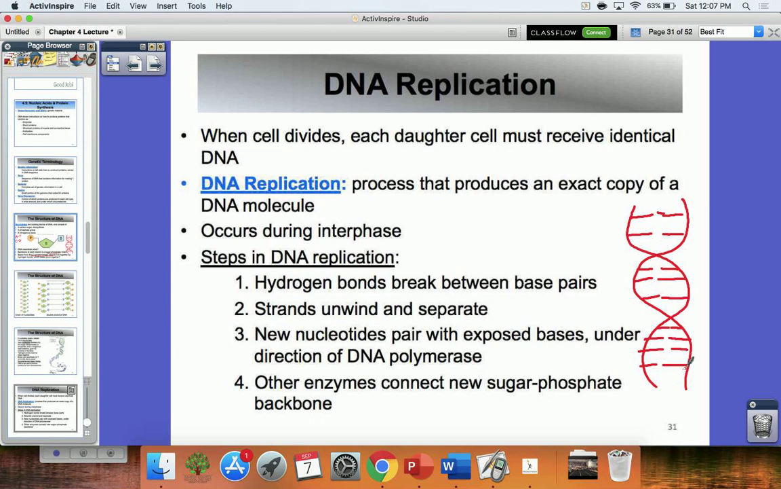The first thing that's going to happen is those hydrogen bonds between the two bases will break. So it's going to break that apart. And because they're breaking apart, now we don't have the strand that's bound together, and so those strands are going to start to unwind and separate. So now we have two separate strands. And where those two separated strands are, I don't know if I'm this good of a drawer, but let's see.